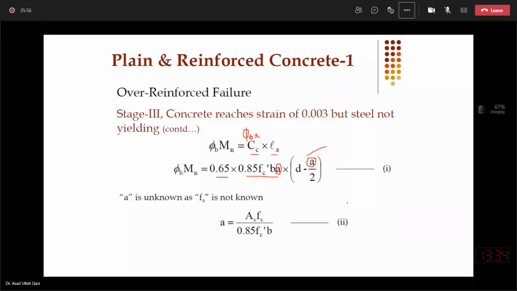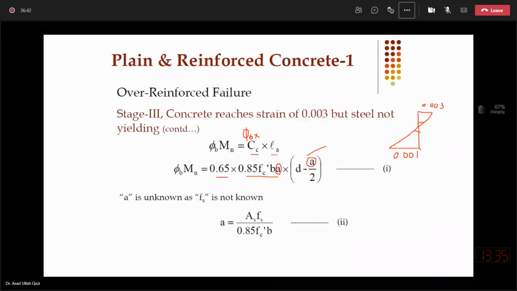If I have an idea at this stage that when concrete will crush, strain of the steel will be of this magnitude, then I can get a. For example, if I have a clear idea that when concrete will crush, steel will be at 0.001, then corresponding to this, using similar triangles, I can get c and a value. But I have no idea how much will be the strain in steel when concrete will crush. It is unknown. So is fs unknown, not one exact mechanical value known to me.